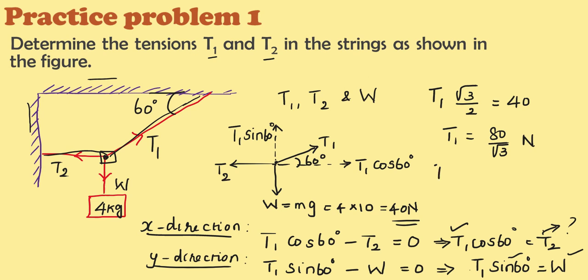So T2 equals T1 cos 60 degree. So 80 divided by root 3, cos 60 is 1 by 2. So T2 is equal to 40 divided by root 3 newtons.